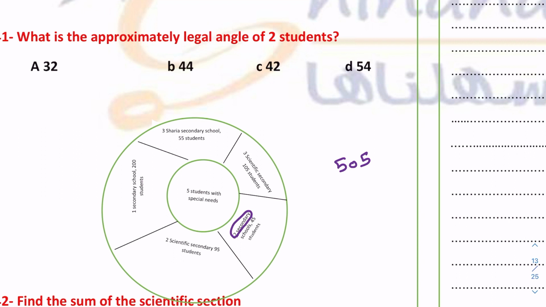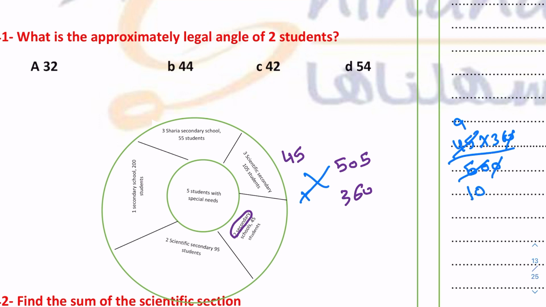So I can write here 45 to 505, and here I will write 360 and try to simplify it. I put here x and use cross multiplication. So 45 times 360 over 500, and I will write it 500 to be easy in simplifying. Cancel 0 and 0. Divided by 5, it will be 9. Divided by 5, it will be 10. So 9 multiplied by 36 divided by 10.